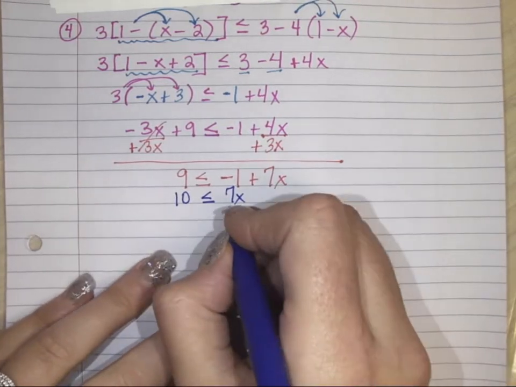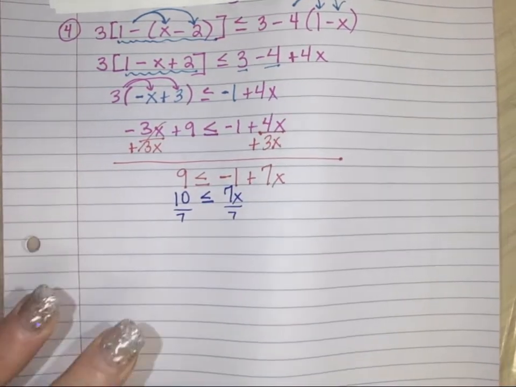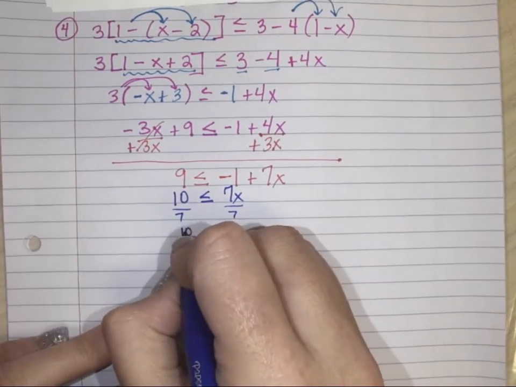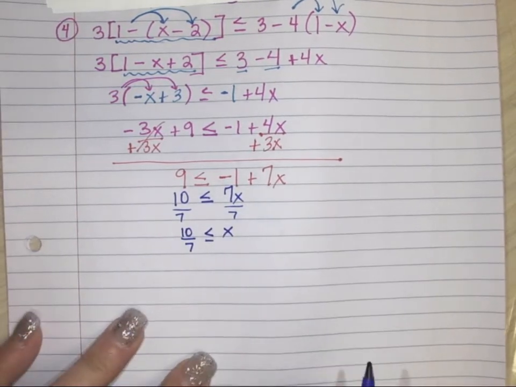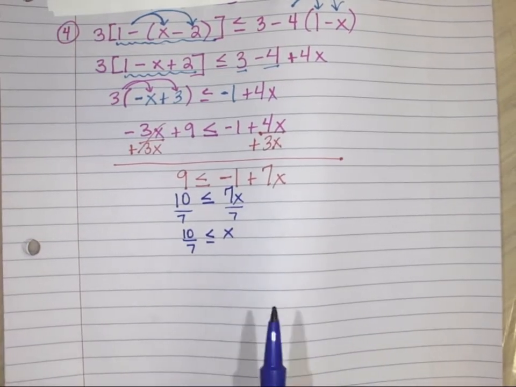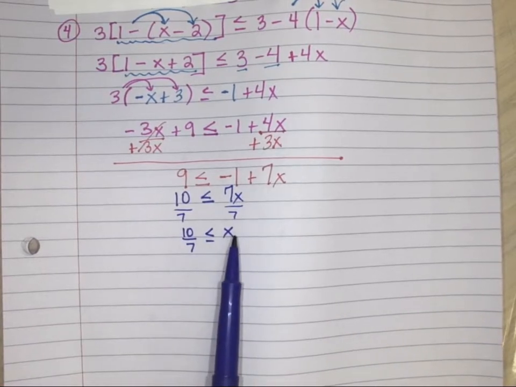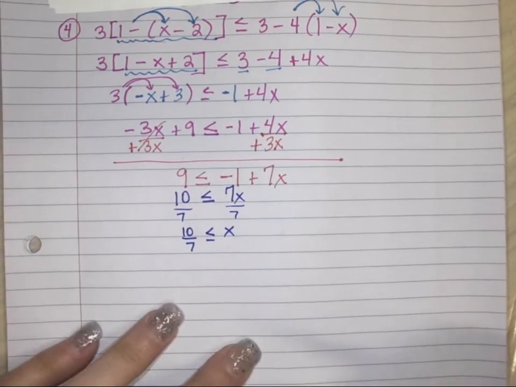Last but not least, we're going to divide by 7. Our 7 is positive, so we don't have to flip our symbol. Well, I shouldn't have said that. Okay, I see students mess up a lot on this equation because your x is actually on the right side of your symbol. Make sure that you read that properly.